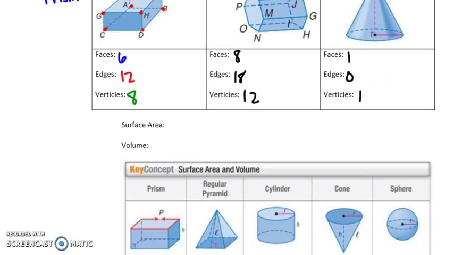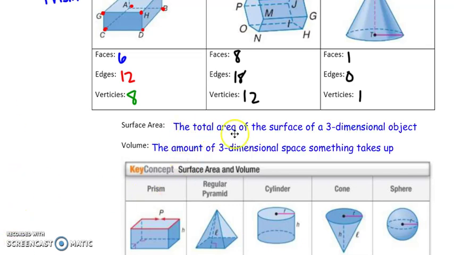So surface area is the total area of the surface of a 3-dimensional object. So the total area of surface of a 3-dimensional object. Now the volume is the amount of 3-dimensional space something takes up. So again, surface area is the area, and volume is the amount of 3-dimensional space something takes up.